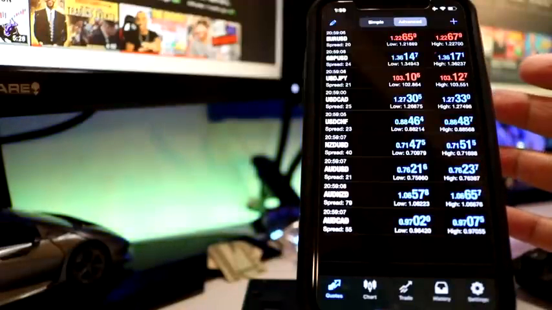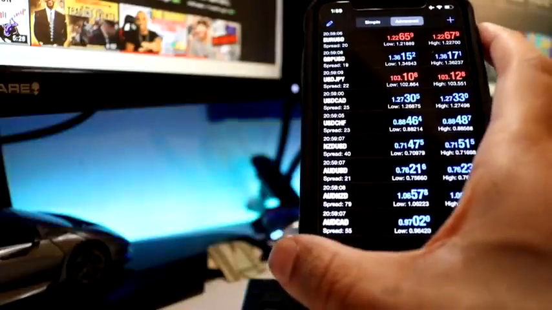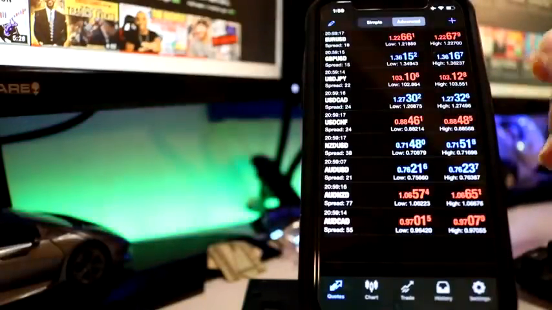Now, I know the big question is going to be, well, if this isn't real money, how in the world do I put money into my MetaTrader 4? That's one of the biggest questions that I get. How do I put money into MT4? And it's very simple. You don't put money into MT4.